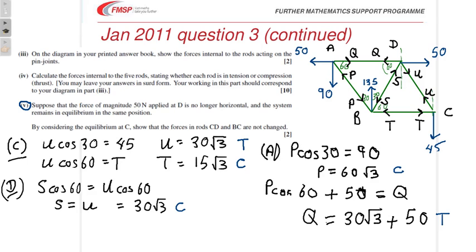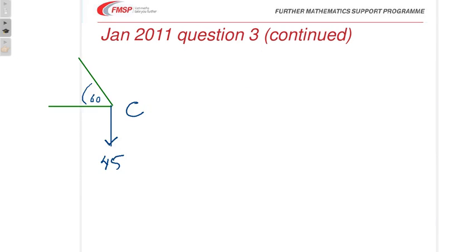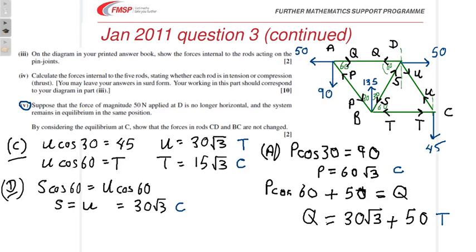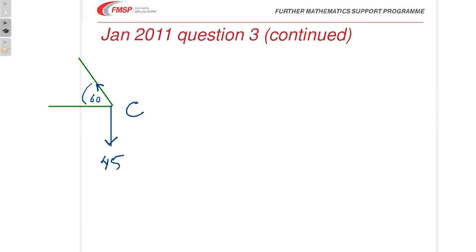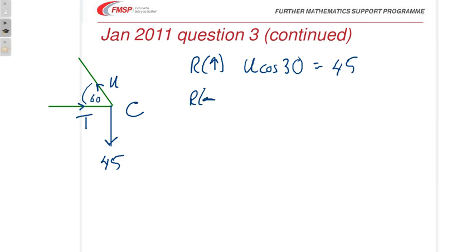If we go on to the next page, I think I've drawn the diagram. Yeah, that was the point C, and all we've got to do for that is say, if I call this, what did I call that? Sorry to go back. I called that force U and the other one T. So that was U and that one was T. But if I resolve vertically at C, U cos 30, or U sine 60 if you prefer, is equal to 45. And resolving horizontally at C, the point is that the equations haven't changed.